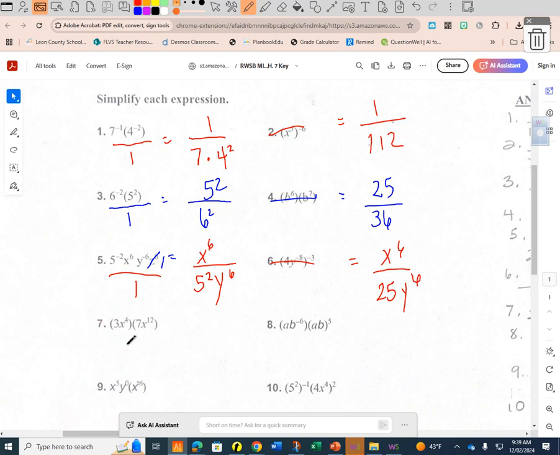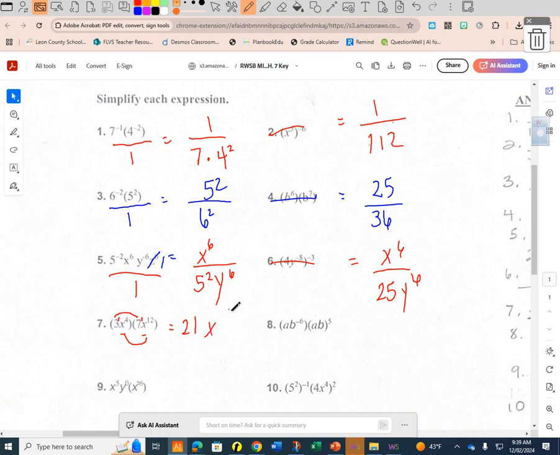So, number 7. 3 times x to the 4th power times 7 times x to the 12th power. This is not a power to a power. We are going to be multiplying like bases. Remember x and x. Remember that 3 is not the base. 3 is not getting raised to the 4th power. What is the exponent on 3, Anson? What's the exponent on 7, Anson? Good. So we can multiply 7 times 3. We've been multiplying 7 times 3 since you were in 3rd grade. So that's 21. Now, what is the shortcut for multiplying x to the 4th times x to the 12th?